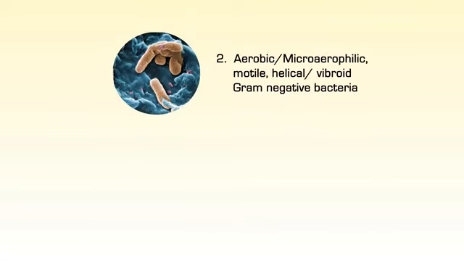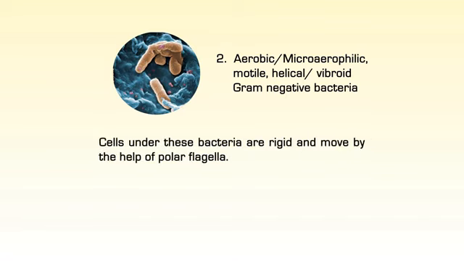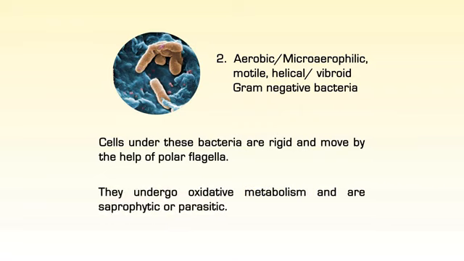The second one is aerobic, microaerophilic, motile, helical or vibroid gram-negative bacteria. And the bacteria under this are rigid and move with the help of polar flagella, that is flagella that are present towards the ends of the bacteria. And they undergo oxidative metabolism and are saprophytic or parasitic in nature.